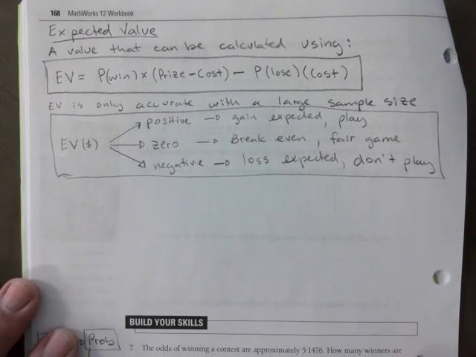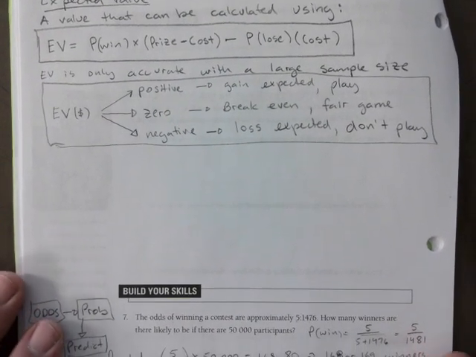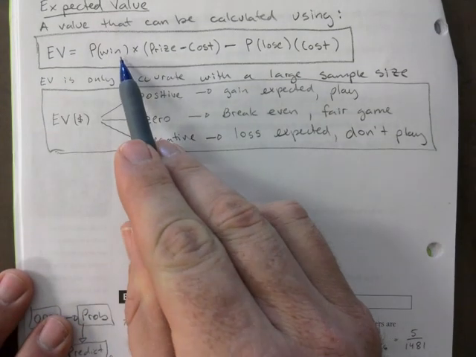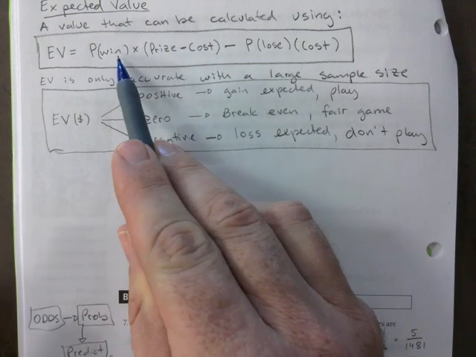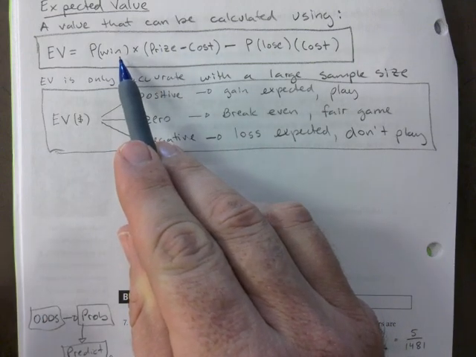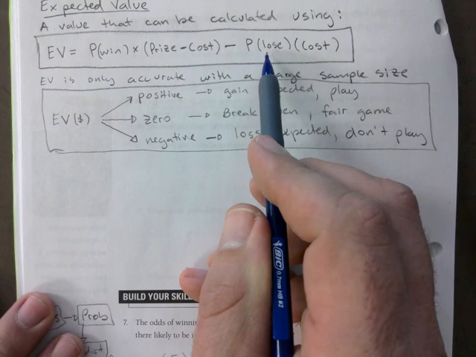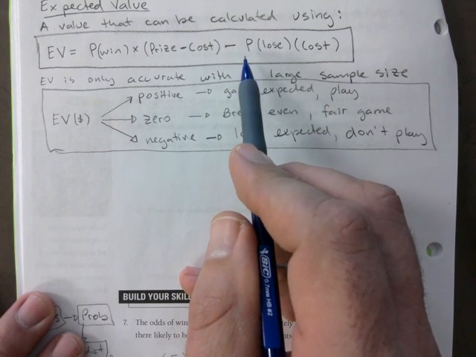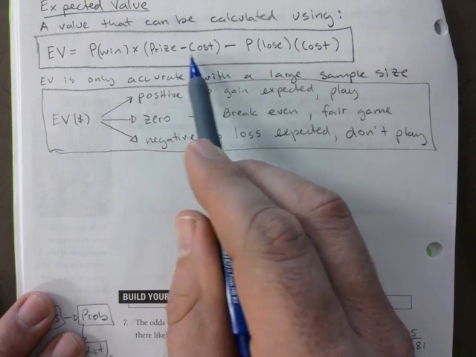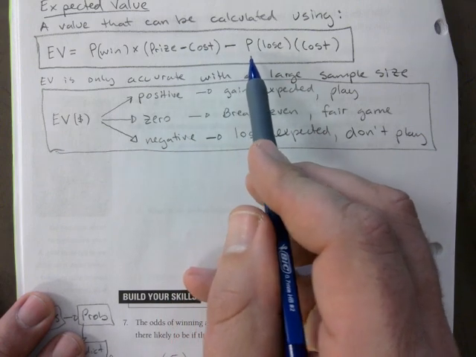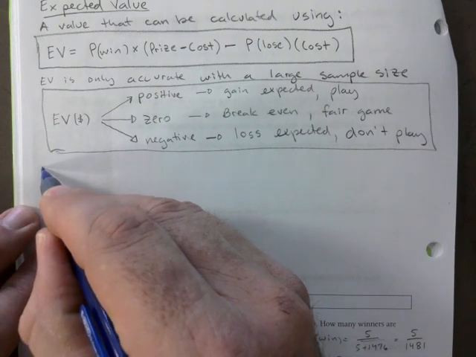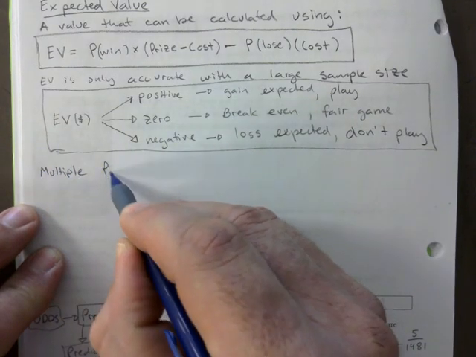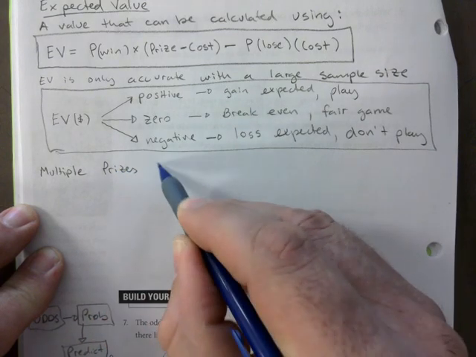But I will scare you a bit more. You ready? This is only when there's just one prize to be won, and then obviously if you don't win that one, you lose, right? But what if there's first, second, third, fourth, fifth, many prizes to be had? This formula just gets a little longer, okay? Multiple prizes to be won.